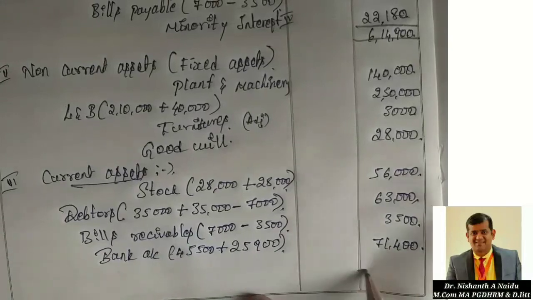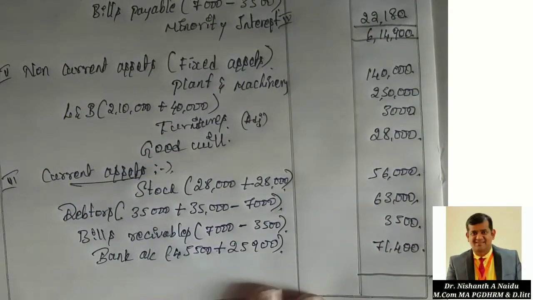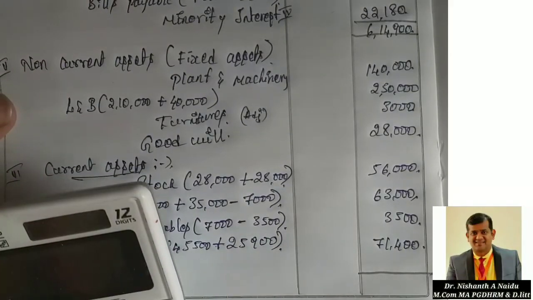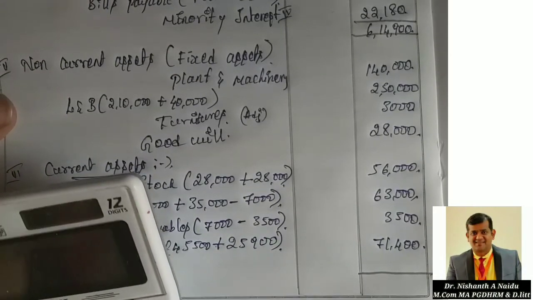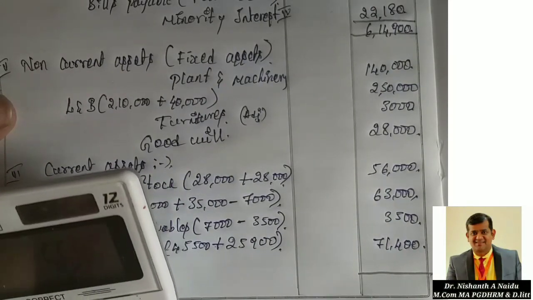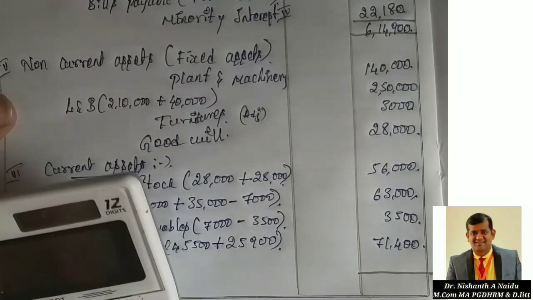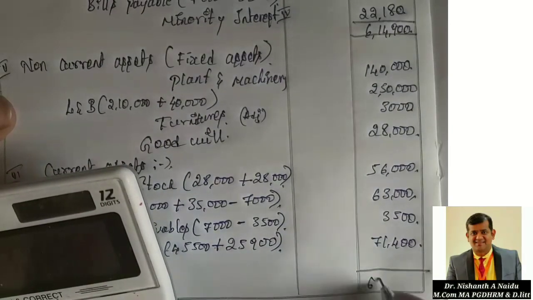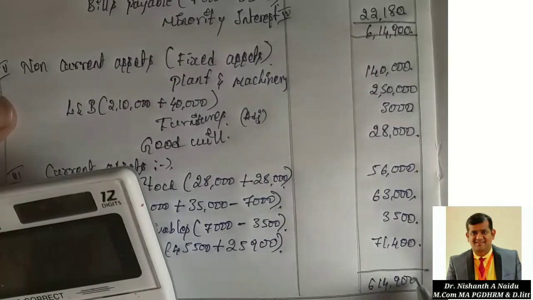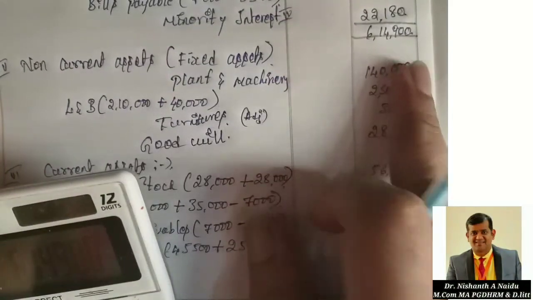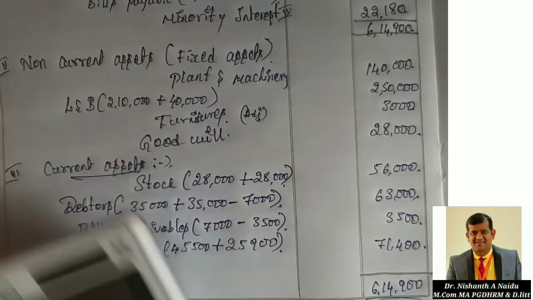Let me check with the total whether it is going to tally or not. That is 1,40,000 plus 2,50,000 plus 3,000 plus 28,000 plus 56,000 plus 63,000 plus 3,500 plus 71,400. So 6,14,900 rupees. Both sides got tallied. 6,14,900, 6,14,900. So we'll stop here.